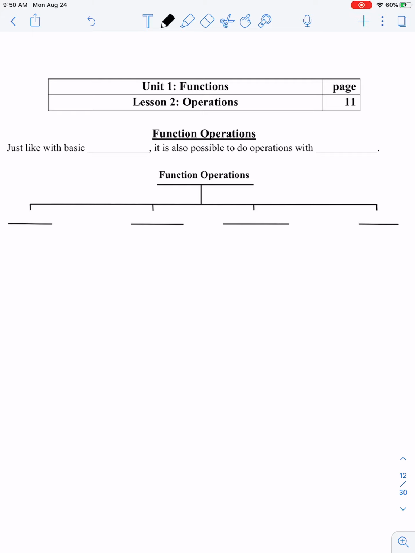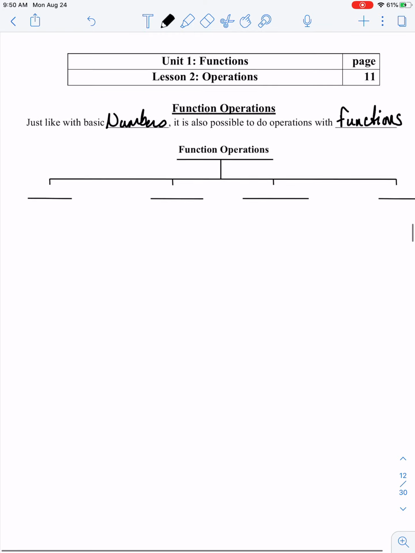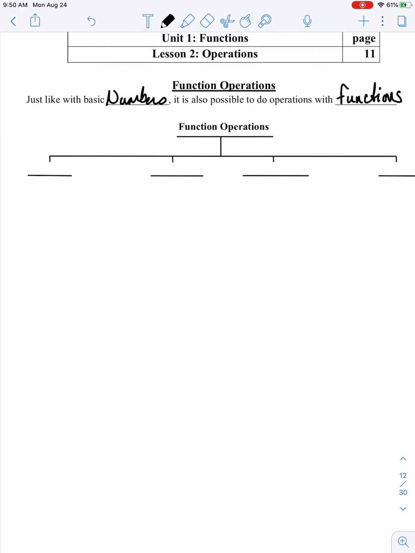Now we're getting into operations of functions, which is going to cover lesson 2. So just like with basic numbers, it's also possible to do operations with functions. This video, we're going to cover the first 2 pieces of this tree diagram. So adding and subtracting. Now, cool thing about adding and subtracting, you do them the same exact way.